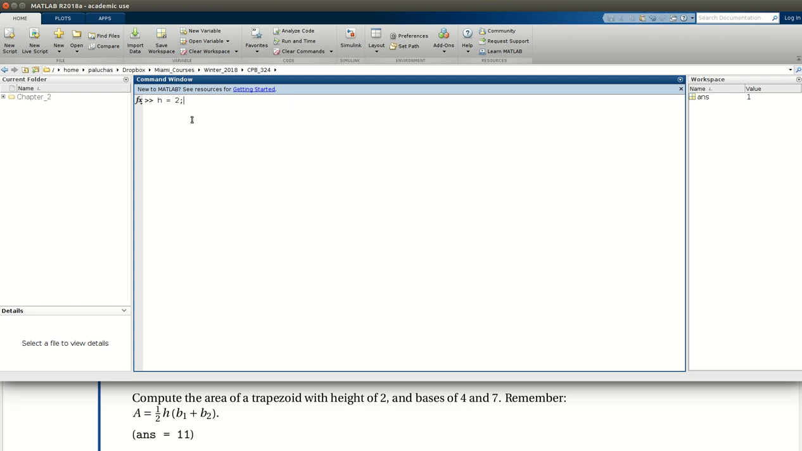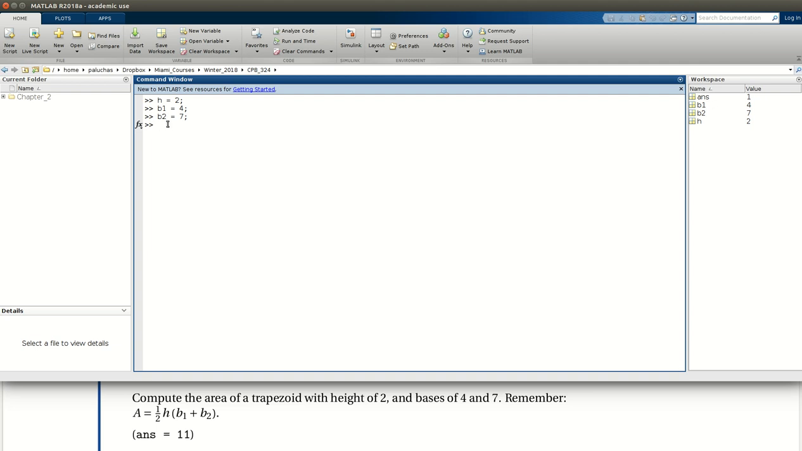So I have a height of 2, and let's say b1 is 4, and b2 is 7. Okay. And so again, just like in the other examples, remember these are variable assignments. And so what I'm looking at is the quantity on the right-hand side, right? So this is just a single value on the right-hand side of my equal sign, but it could be any expression. And in a variable assignment, MATLAB's first going to look at the right-hand side, evaluate what's on the right-hand side, and then store that to the target.